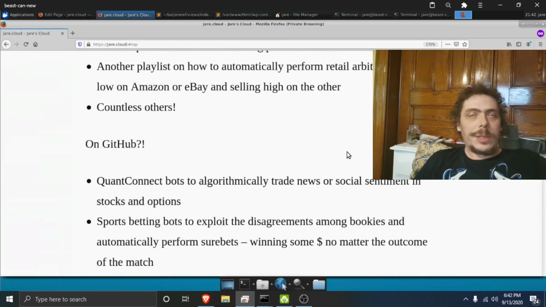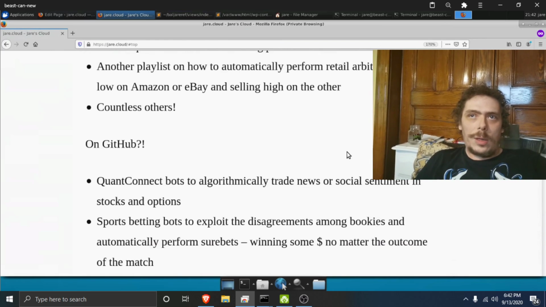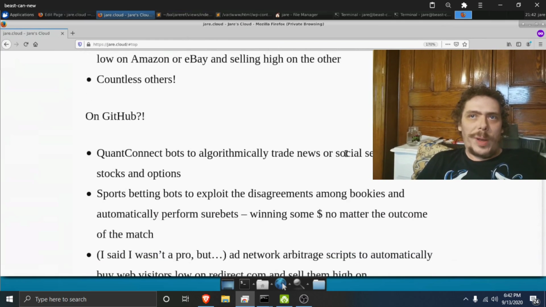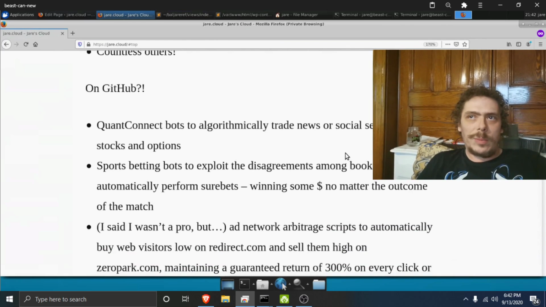On GitHub, you can find me. This is all free and open source. There's over 100 repositories. There's actually a couple that deal with QuantConnect bots to algorithmically trade news or social sentiment in stocks and options. Another one deals with sports betting bots to exploit the disagreements among bookies and automatically perform sure bets, winning some money no matter the outcome of the match.